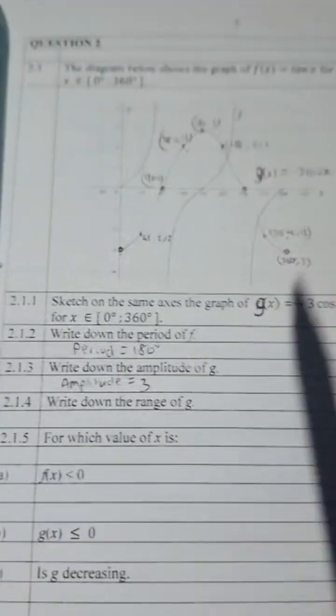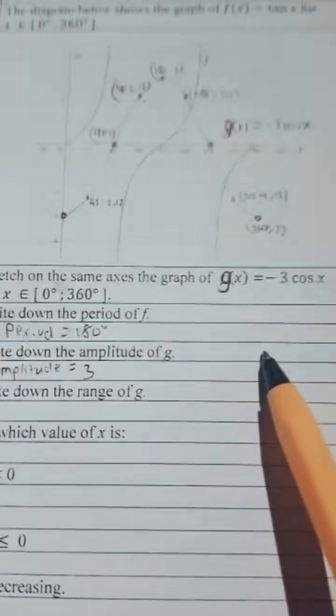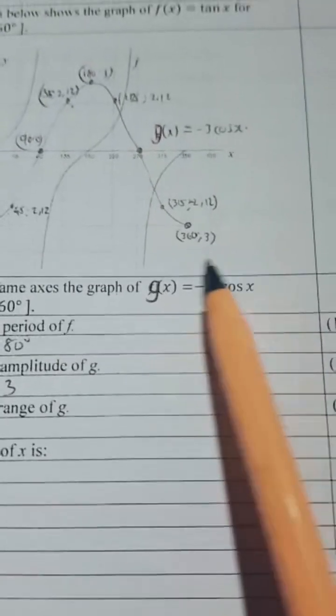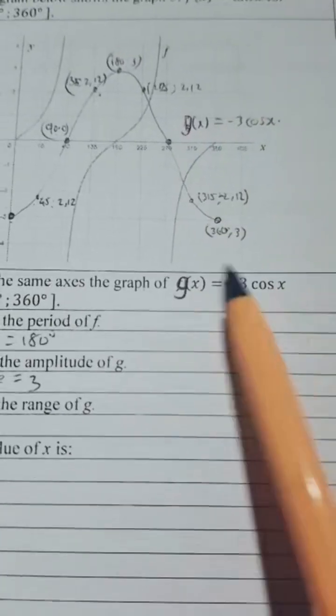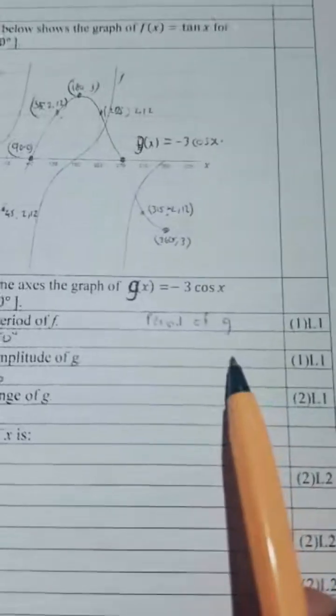I want to ask another question. Let's say they had asked, what is the period of the cos graph? What would we have said? What is the period of the cos graph? I want to ask this. This graph, g of x, which is -3 cos x, what would have been the period? I want to ask you that. Period of g. Can someone tell me what the period of g is?